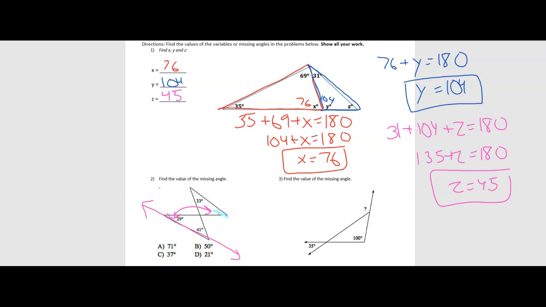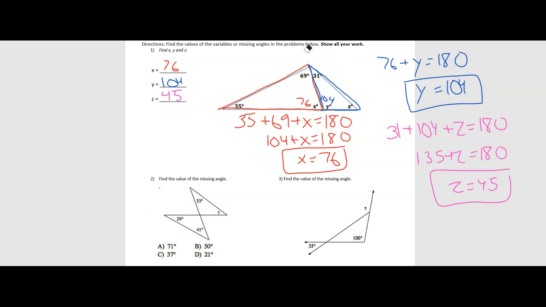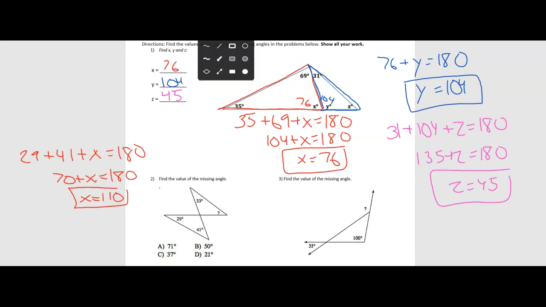What we can do is, again, use some triangle sum theorem equations. So I'm going to start with this angle right here. I'm going to call that x. So 29 plus 41 plus x is equal to 180. That gives me 70 plus x is equal to 180, which gives me x is equal to 110 degrees. Let me replace that with 110.